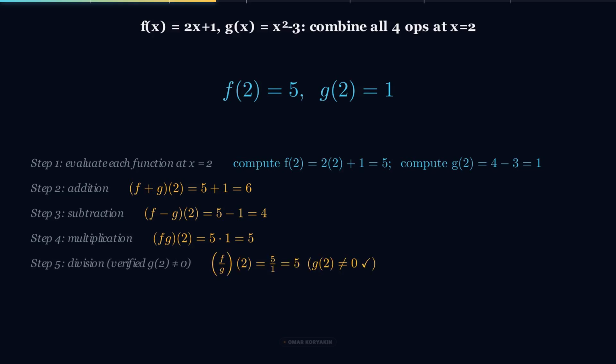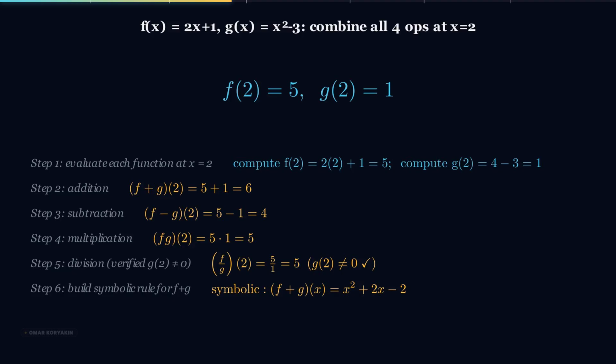Step 6. Sanity check by computing one of the combinations a second way, using symbolic combination. f plus g of x equals 2x plus 1 plus x squared minus 3 equals x squared plus 2x minus 2. Evaluate at x equals 2: 4 plus 4 minus 2 equals 6. Match. The two procedures agree as expected. So the four combinations at x equals 2 are 6, 4, 5, and 5.